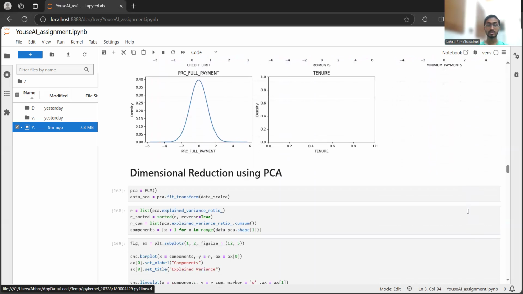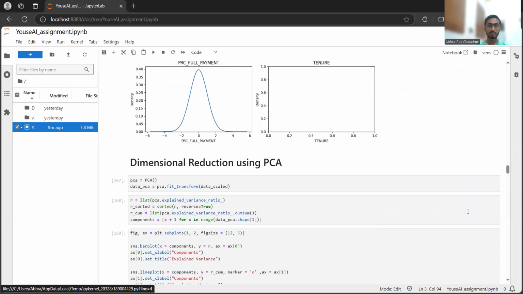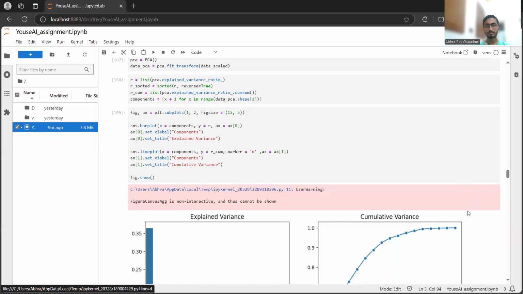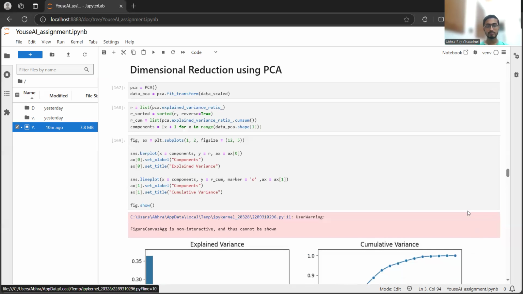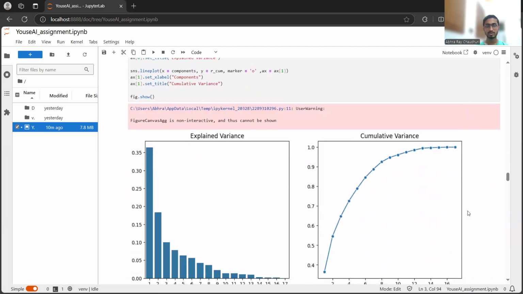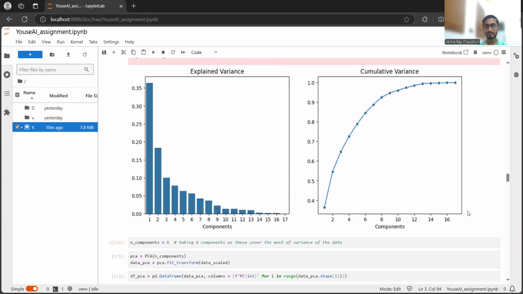Then we perform the dimensionality reduction. We experiment with different numbers of components, but we need to find the optimal number of components for which the variance will be maximum. When we plot the explained variance and the cumulative variance ratio, we find that for n equals 6 we have most of the cumulative variance.